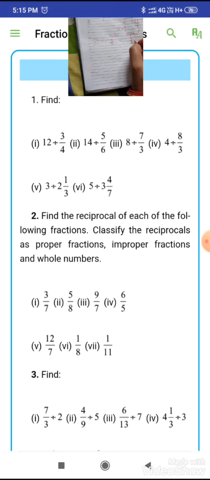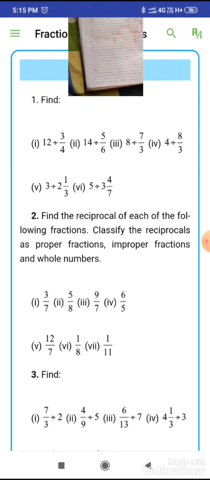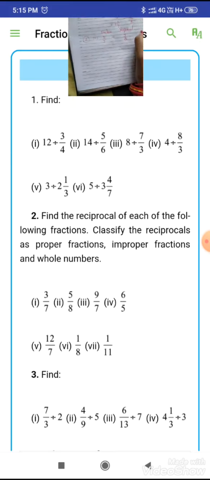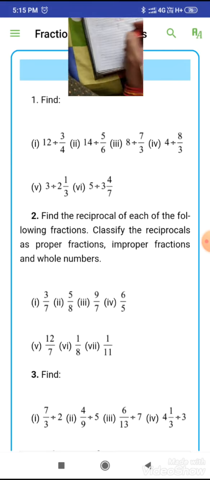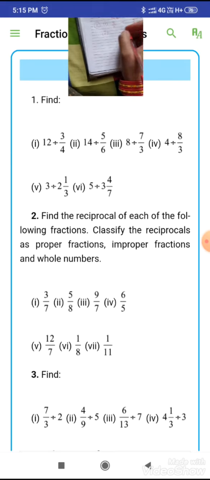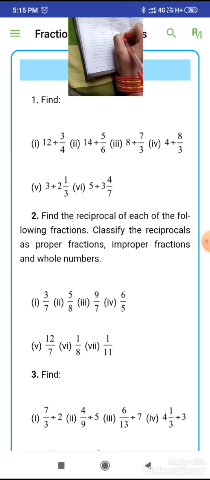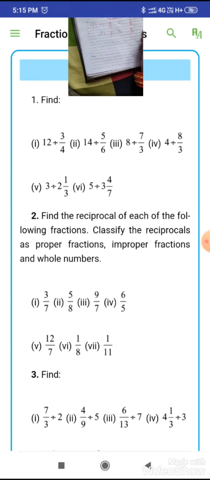As we all know, if the numerator part is greater than the denominator, then it is an improper fraction. So it is improper fraction. In second part, we have 5 by 8 and reciprocal of 5 by 8 is 8 by 5. Here numerator is greater than its denominator, so it is also an improper fraction.